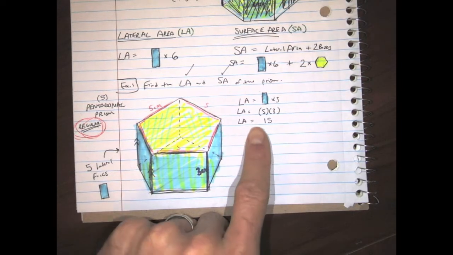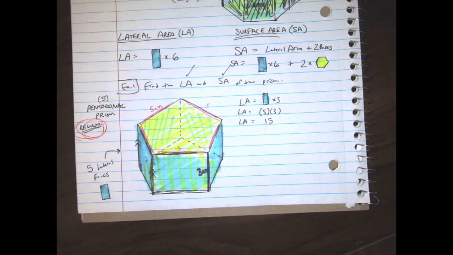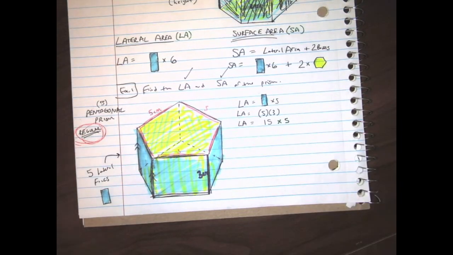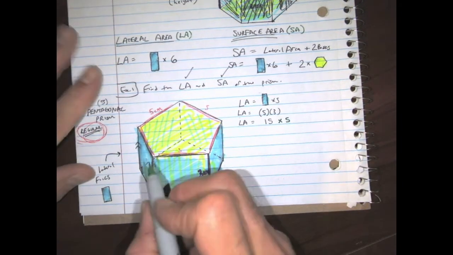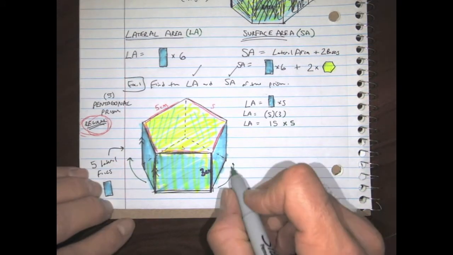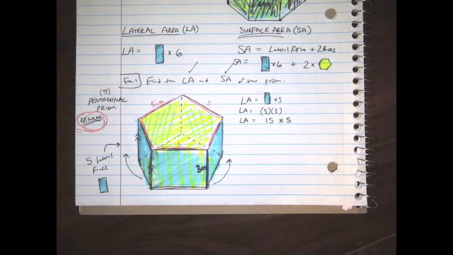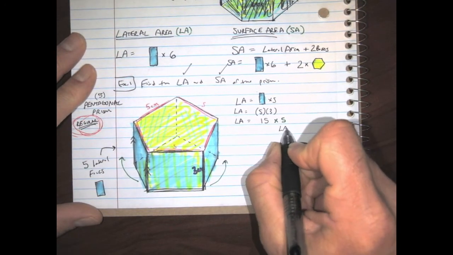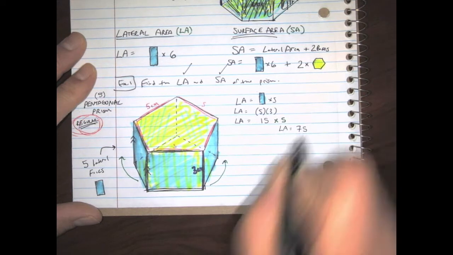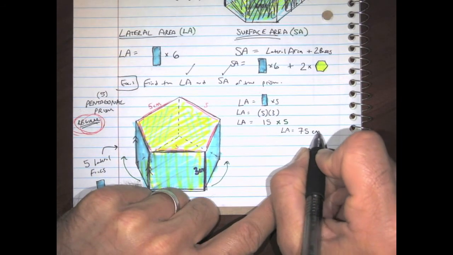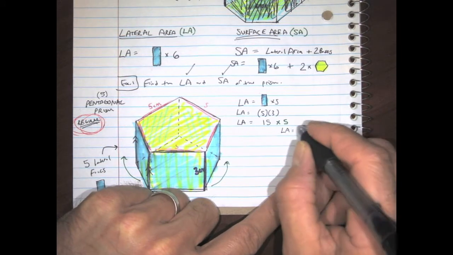Well, it's not 15 because that's 1. And now I need to multiply it by 5 rectangles going around the outside. Remember, lateral area, you're kind of going around the outside of the figure. Okay? And 15 times 5, everybody, the lateral area is 75. Now it's area, so the units of measurement are going to be centimeters squared.